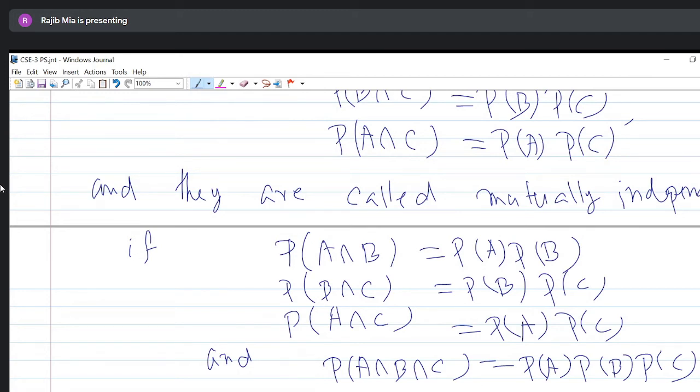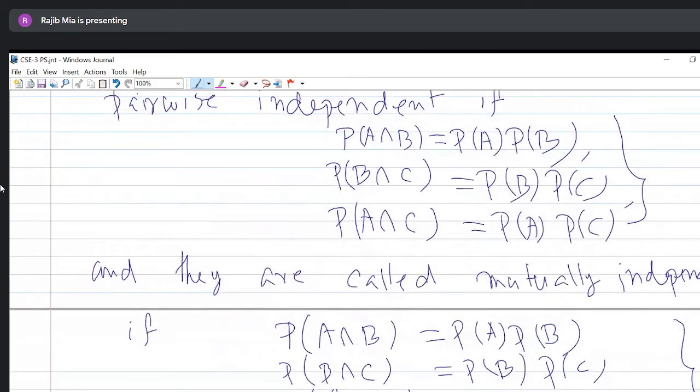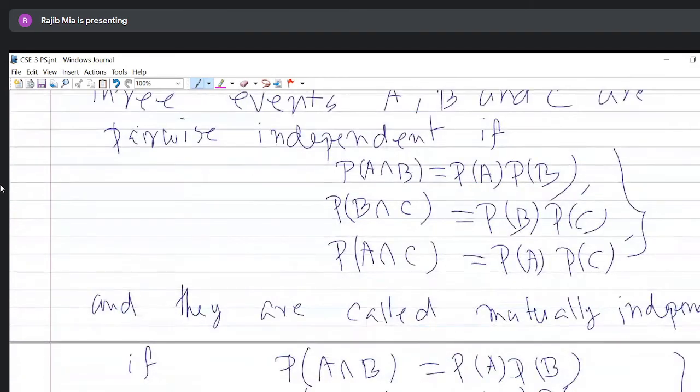So three events A, B, and C are mutually independent if they are pairwise independent, and probability of A intersection B intersection C equals probability of A into probability of B into probability of C. If these four conditions are satisfied, then we say that they are mutually independent. If only the first three conditions are satisfied, it means they are pairwise independent. If at least one of these three conditions in pairwise independent events is not satisfied, then we say that they are not pairwise independent.